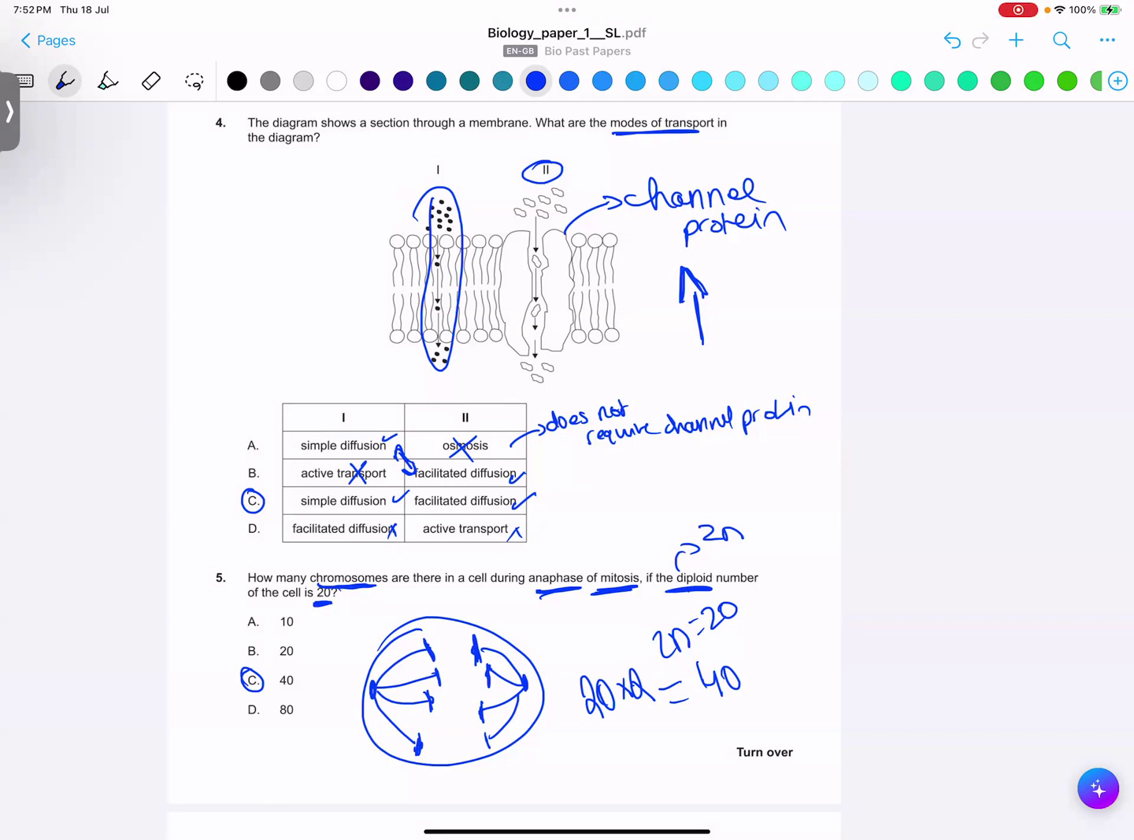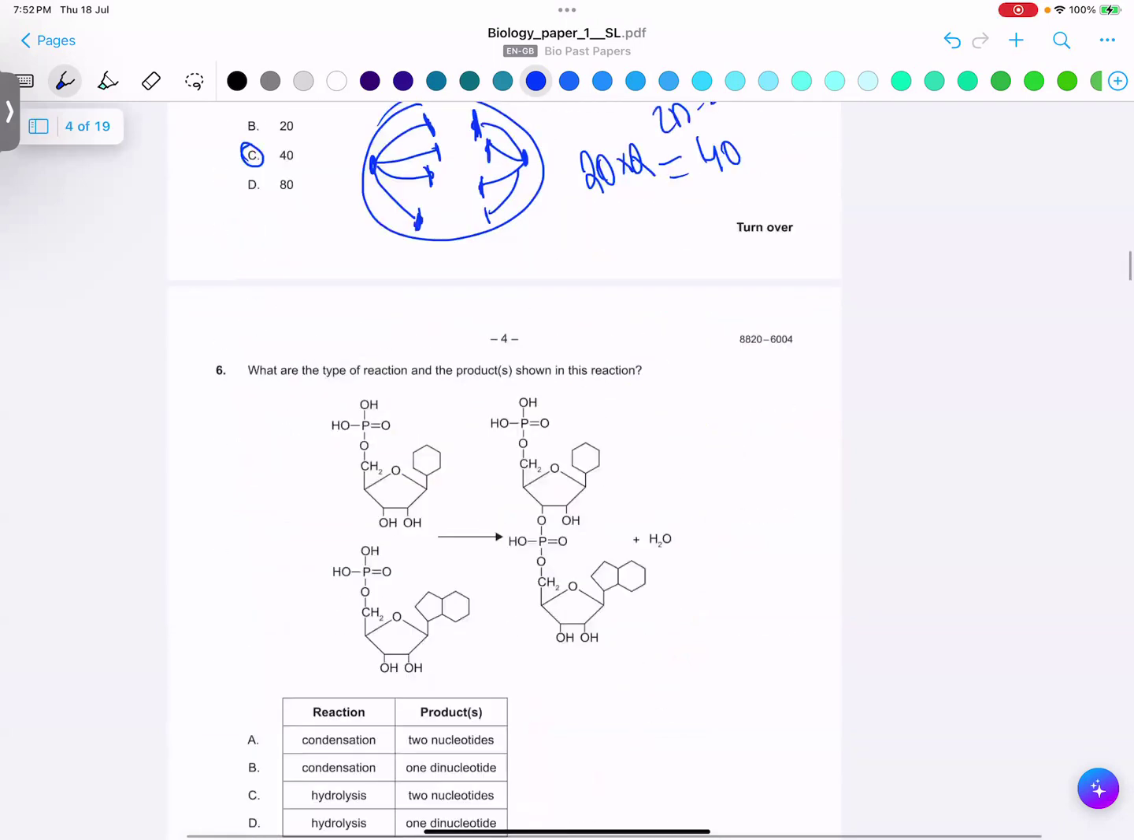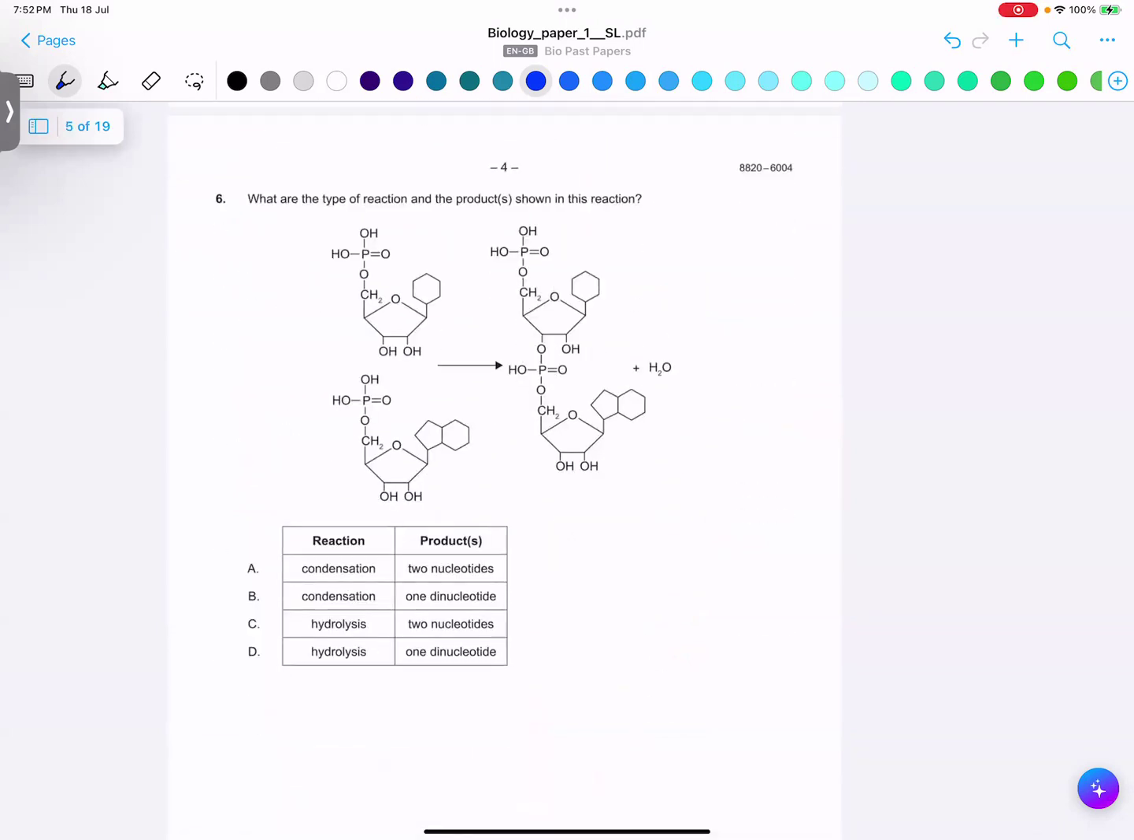Okay. And then for our next question, number 6, my apologies. And we have what type of reaction. So they want the type of reaction and the products shown in the reaction. Great. So directly when we look in the reaction they gave us, we can directly see that in the products we have H2O, which is basically water. Water has been released from the reaction. Once H2O is released from the reaction, we know that this is directly a condensation reaction because water is one of the products. It's a product in condensation reactions.